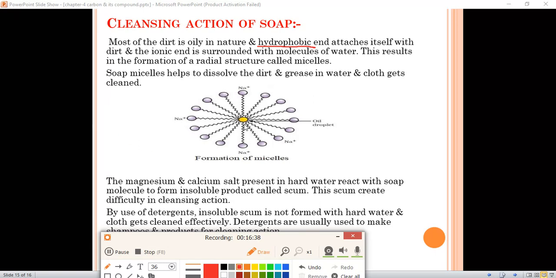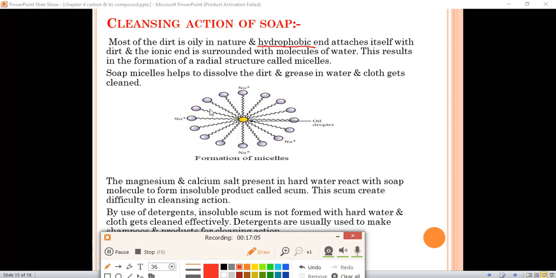Suppose this is our dirt in our cloth, and these are the molecules of soap. This is the ionic part, and this is the hydrophobic part, the hydrocarbon part. Ionic end means hydrophilic. What will this hydrophobic part, the hydrocarbon, do? It will attach itself towards the dirt. Like this, it will form a radial structure, and it is called micelles. Soap micelles help to remove the dirt and grease in water, and clothes get clean.